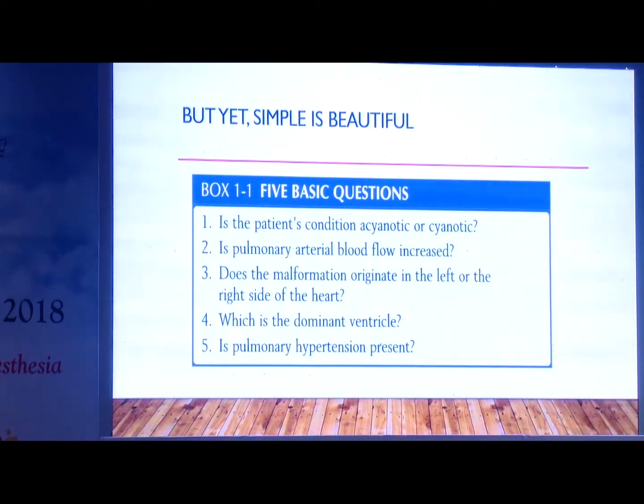So this is from the Pearl of Clinical Recognition of Congenital Heart Disease. Whenever you encounter a child with congenital heart disease, these are the 5 questions that you ask. Okay, is the patient cyanotic? Is pulmonary artery, and you must ask them in this order. I'll try to explain why. Is pulmonary arterial blood flow increased or decreased? Does the malformation originate in the left or the right heart? Which is the dominant ventricle? And is pulmonary hypertension present?